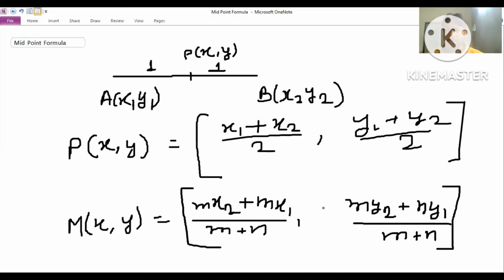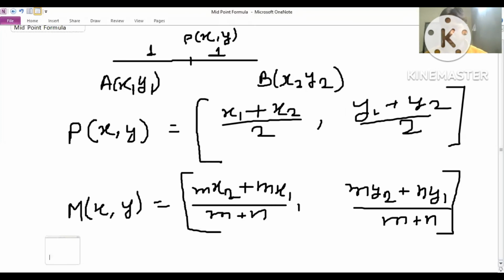Now this will give us the values for the coordinates of x and y whenever we are using the midpoint or section formula in order to calculate the coordinates of the point into which the line has been divided. So let us see how we can do this.